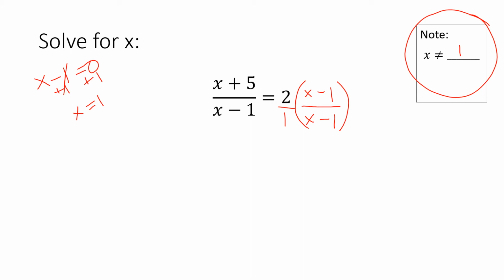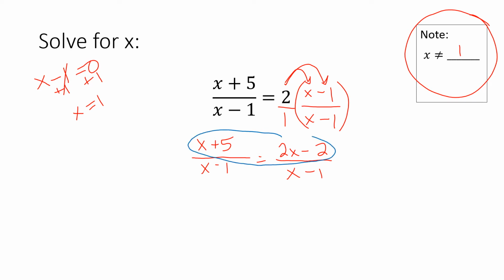So let's carry this down. The first fraction, x plus 5 over x minus 1, we didn't change anything. But over here, on top, I've got 2 times x is 2x, and 2 times negative 1 is negative 2. And on the bottom, 1 times x minus 1 would be x minus 1. So remember, now that the denominators are the same, we're really just solving whatever we've got on top. So really, I'm just looking at this and thinking x plus 5 equals 2x minus 2. And I need to go through and solve for x.